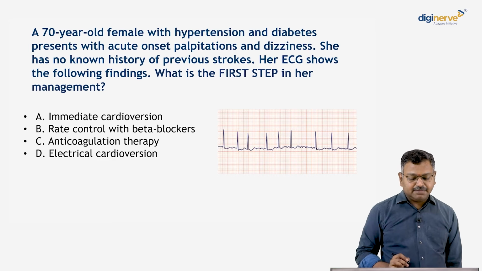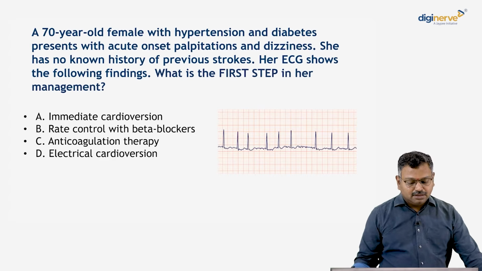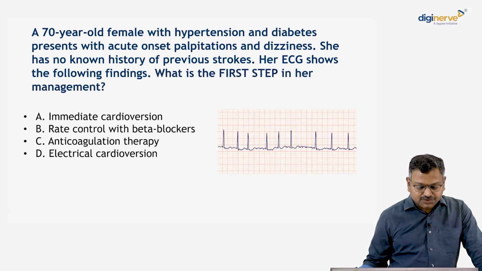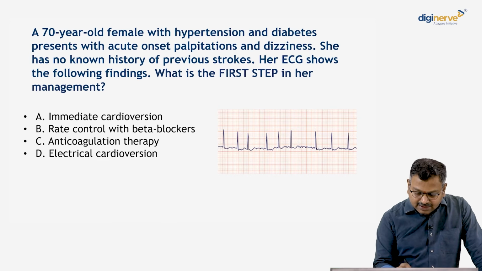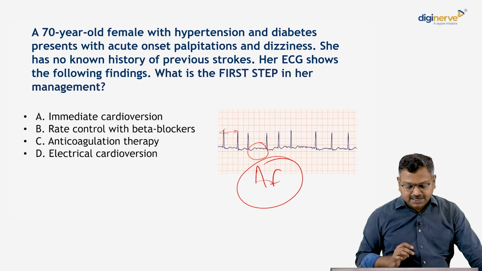A 70-year-old with hypertension and diabetes comes with palpitation and dizziness. She has no history of previous strokes. ECG shows this finding. You're classically seeing irregular RR intervals and fibrillary waves. We know the diagnosis is atrial fibrillation.